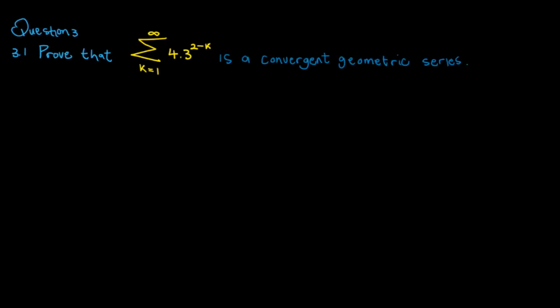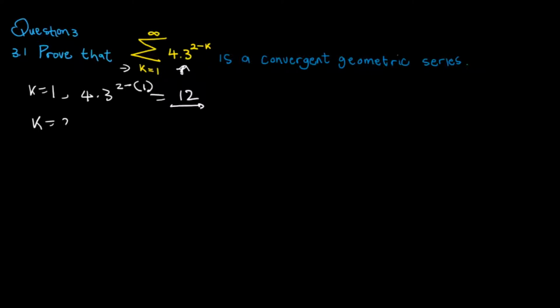In this question here, we are required to prove that the sum that we're given here is a convergent geometric series. So the first thing we're going to do is establish the series by starting at k is equal to 1, and then we're going to substitute it in this formula here, which is 4 multiplied by 3 to the power of 2 minus k, where there's k, we're going to put 1. It's equal to, so punch your calculator, you're going to get 12. So that's the first term of the series.